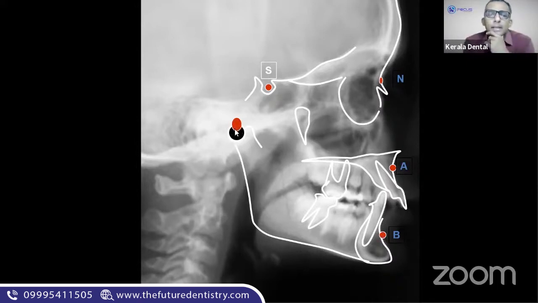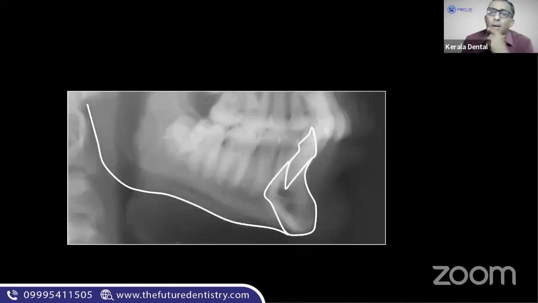Now, what is this? This is the external auditory meatus. The topmost point, superior point of the external auditory meatus, is called the porion, P or PO. And then orbitale. What is orbitale? Orbitale is nothing but the most inferior point of the bony orbit. This is the orbit. The most inferior point of the bony orbit is the orbitale, point O or OR. Some people call it OR.